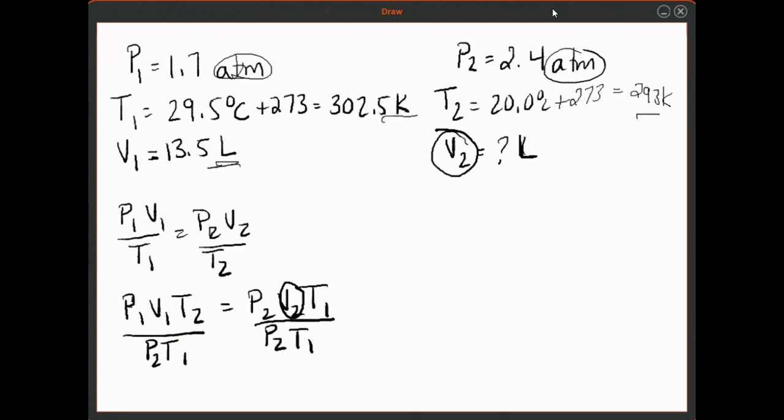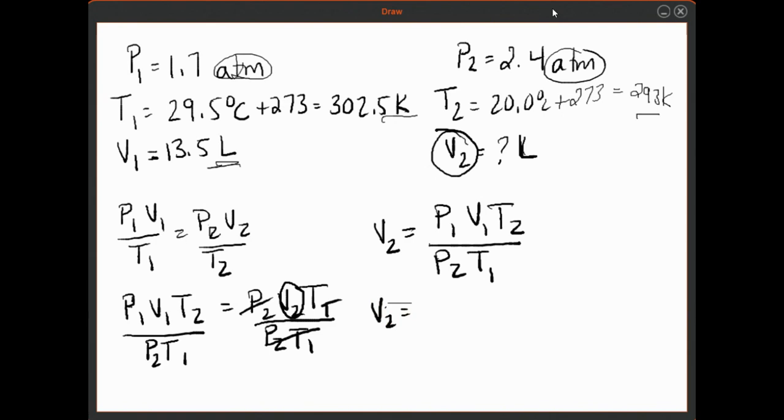And we see here that P2 and T1 will cancel on this side. So we will get our V2 equal to P1 V1 T2 all divided by P2 T1. So now we can plug in our values. And again, I will remind you, multiply everything on top, hit equals, divide everything on the bottom.